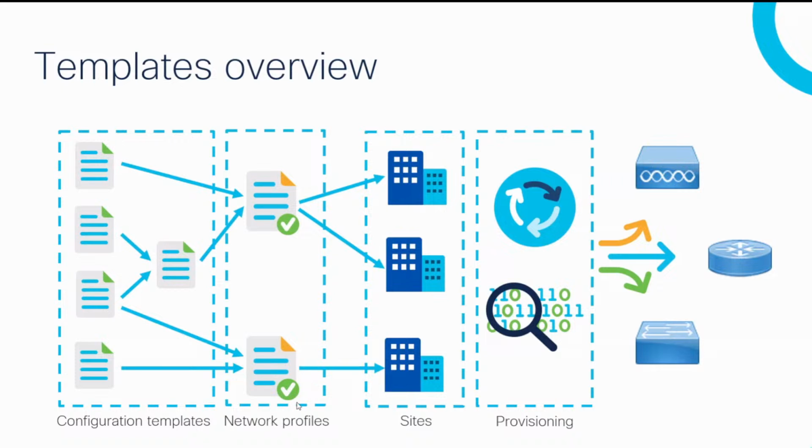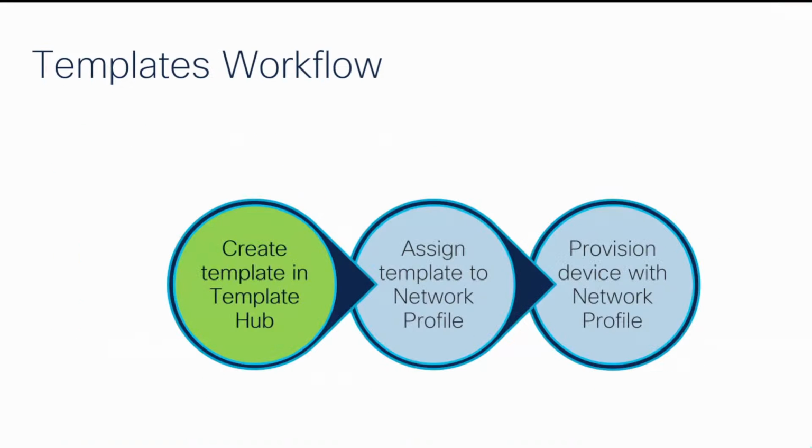Also, so your network profile is assigned to the templates, you'll assign it to a site, and now it's ready for provisioning over to the network device. So the template workflow is very simple. You create the template in Template Hub, assign the template to a network profile, and then you provision that network profile over to the network device.